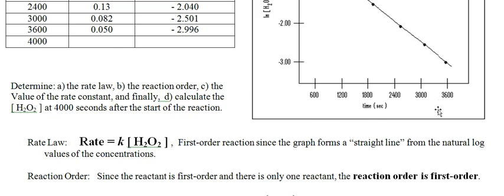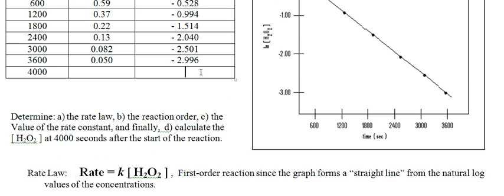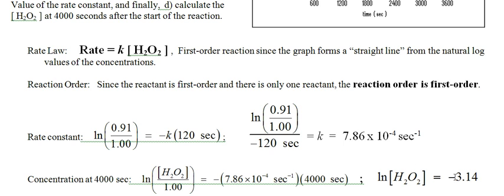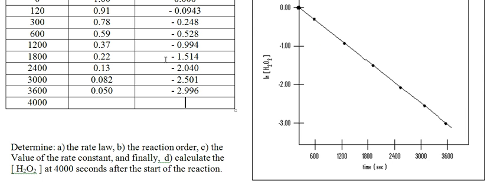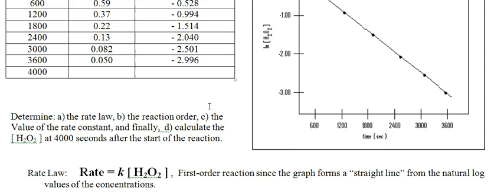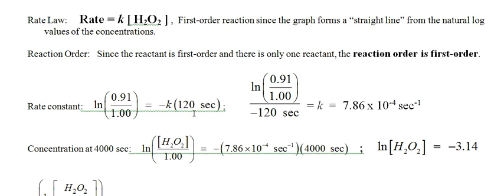Now when we come up to our chart, and I didn't ask you to do this, but it would be a good idea to put that value in there, negative 3.14. And that does seem like a reasonable answer, because as time goes forward, the natural log of the concentration of hydrogen peroxide becomes more negative. So a negative 3.14 would be a good number to have in this spot right here. So we're on the right track.